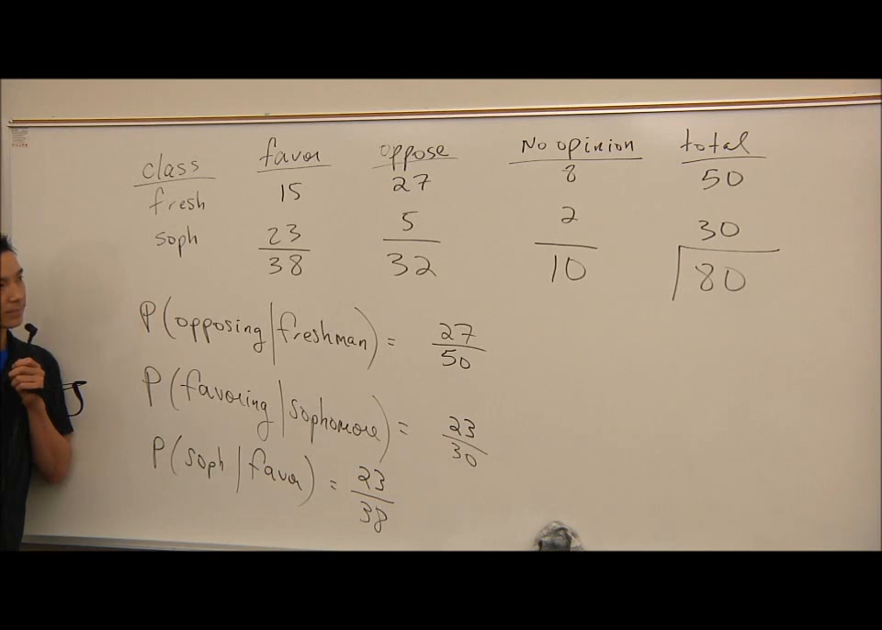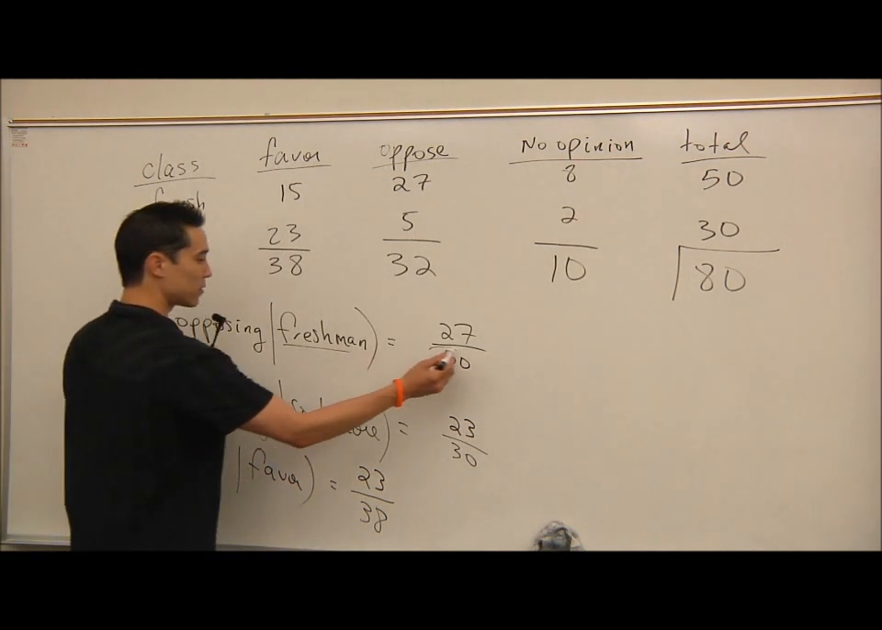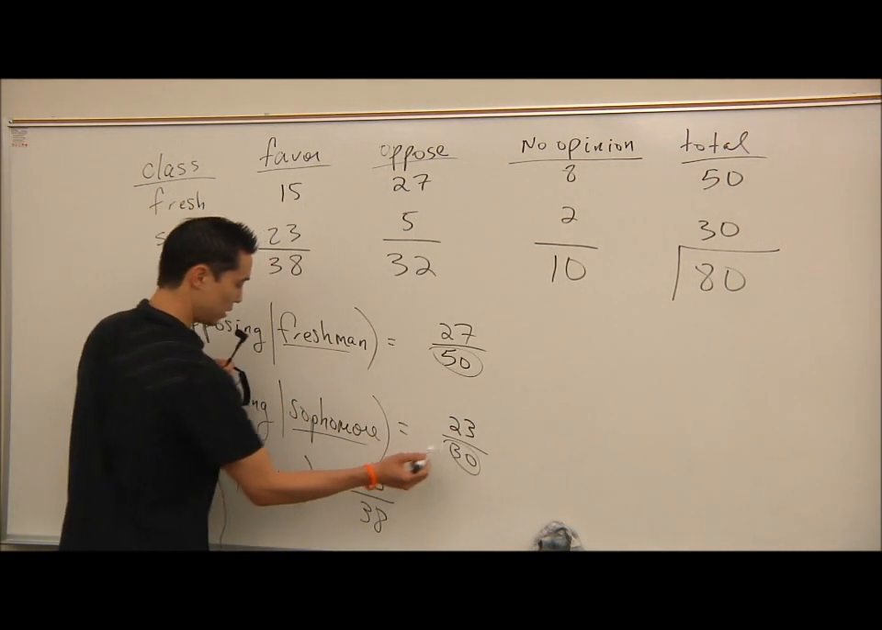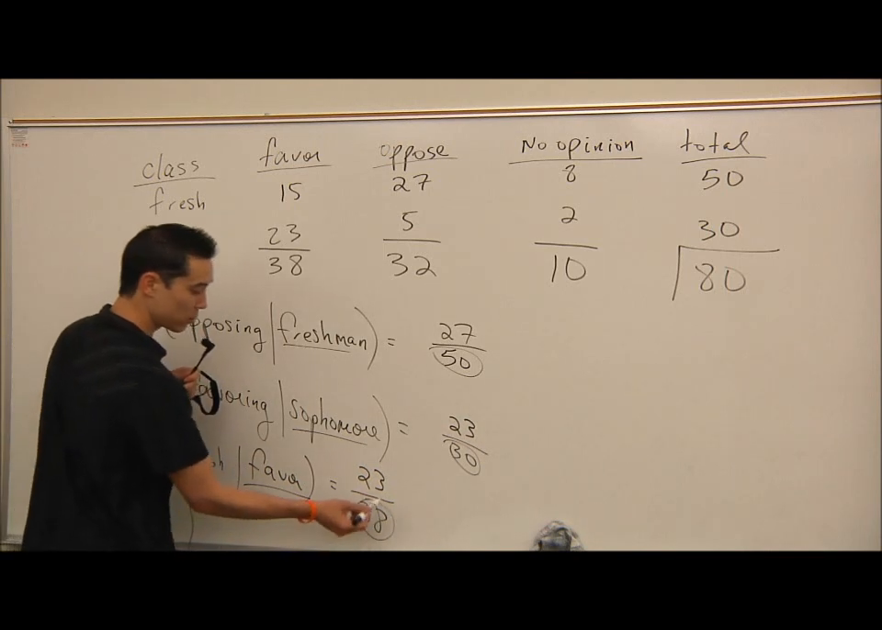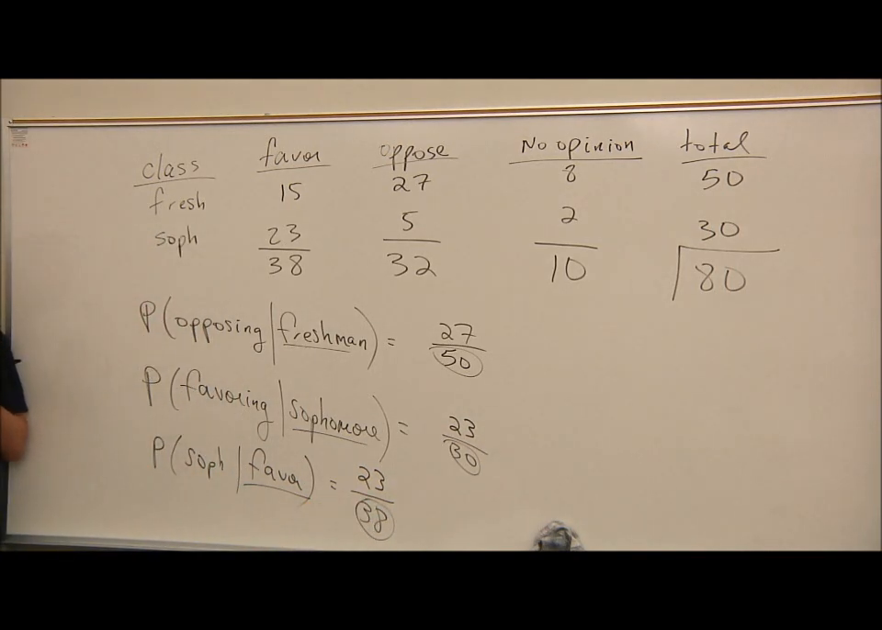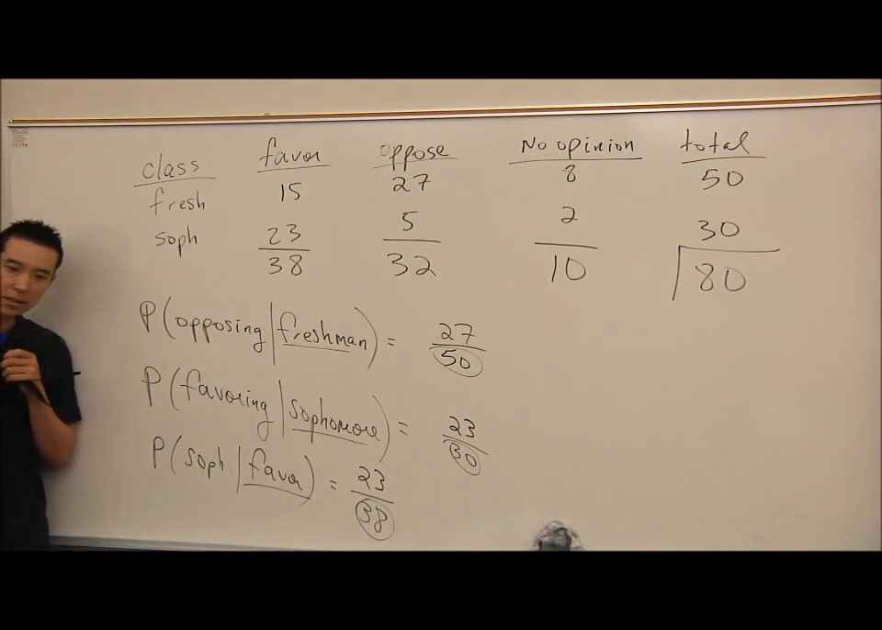Questions on that? So the given is the denominator? Yeah. Notice here, freshman is 50, sophomore is 30. People that favor, the total is 38. Any other questions? All right.